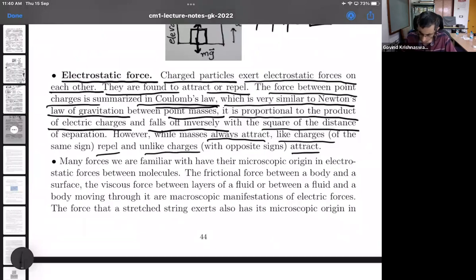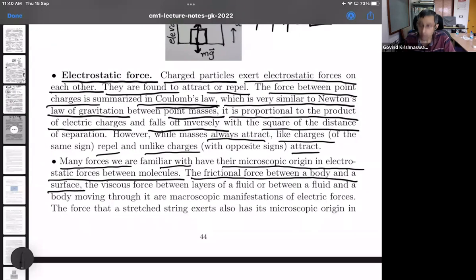But I want to give other examples of forces. Many forces we are familiar with have their microscopic origin in electrostatic forces between molecules. In fact, somebody had asked this even earlier about friction. So the frictional force between a body and a surface is something we are familiar with. If we try to move a body on a surface, we find that there is an opposing frictional force.